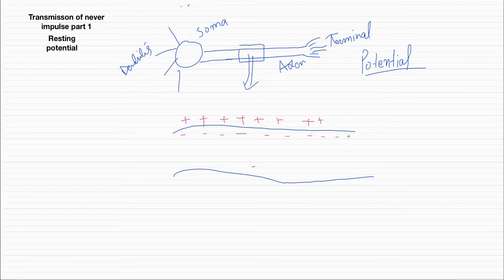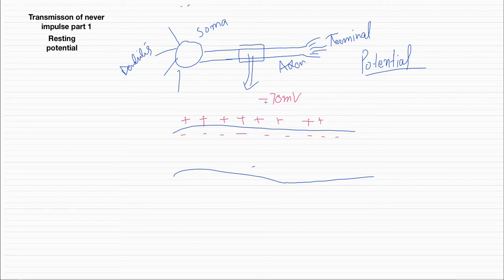This unequal charge distribution causes this potential energy. And if I were to measure the strength of this potential energy, or in other words, the voltage, which is the electric potential difference from one part to another, I would find that the voltage of a resting membrane, of a resting neuron, is minus 70 millivolts.